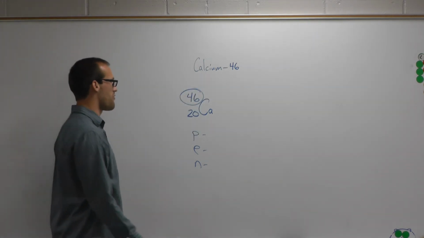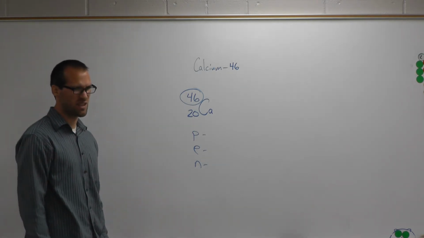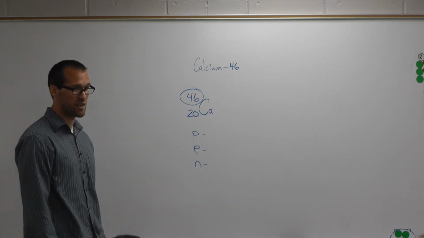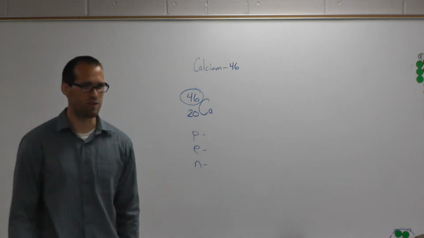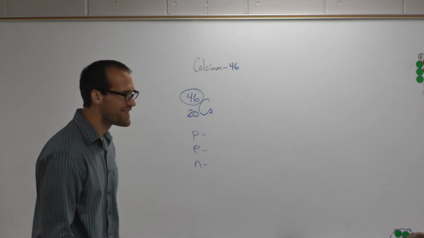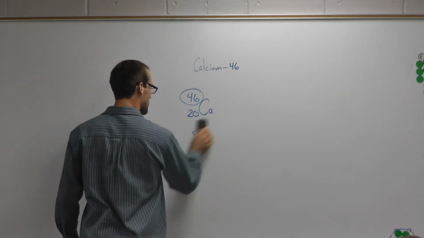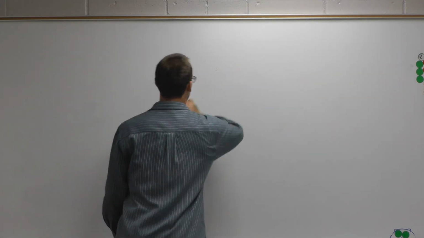Now notice, if you ever have a smaller number on top than you have on bottom, you've done something wrong. Because by definition, protons and neutrons should always be more than just the protons. You can't have negative neutrons. I think we're doing well. That's good. That's very good.